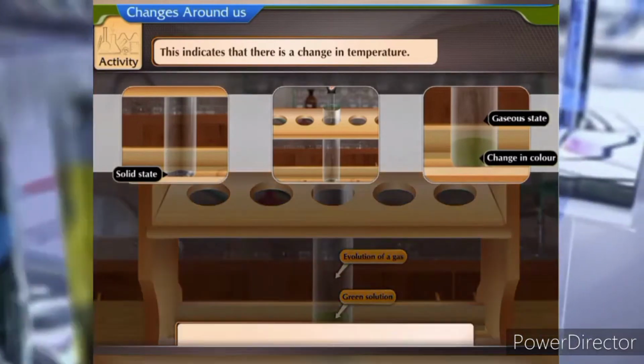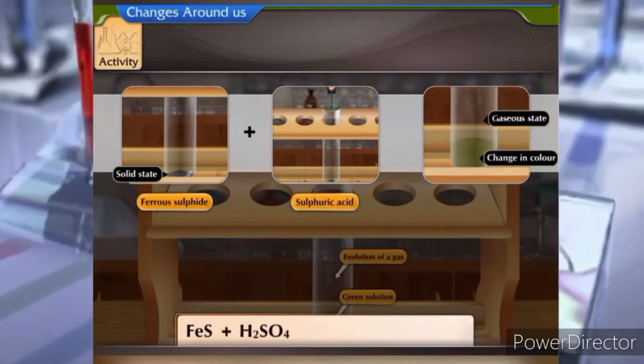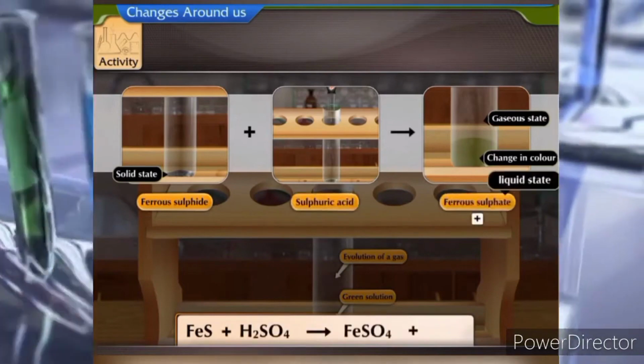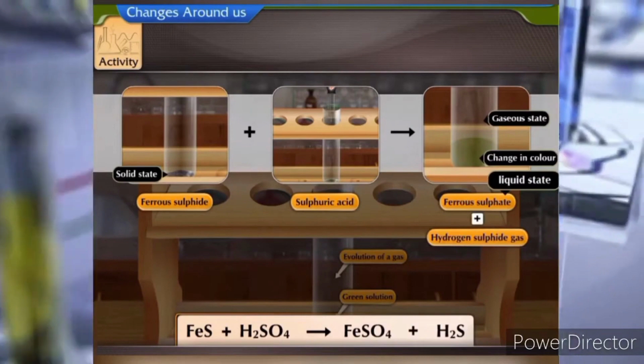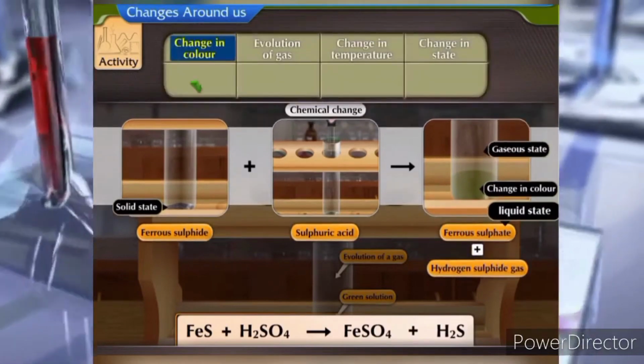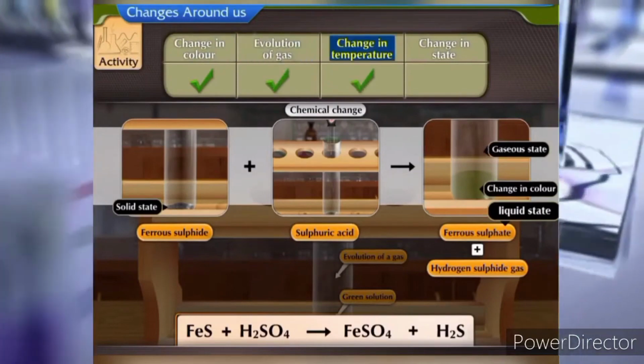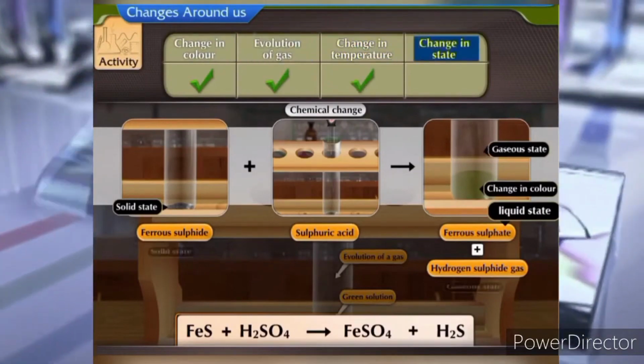Let us see the reaction. Ferrous sulfide reacts with sulfuric acid to form ferrous sulfate and hydrogen sulfide gas. This is a chemical change. There is a change in color, evolution of gas, change in temperature, and also a change in state.